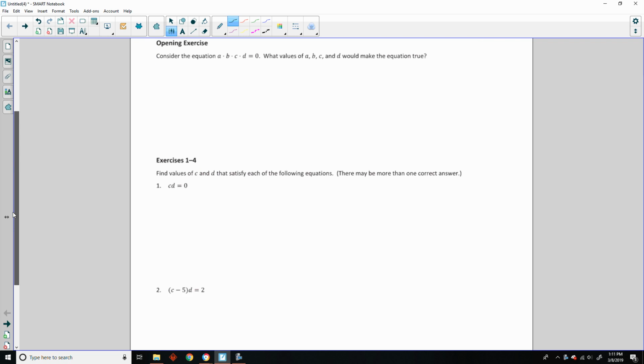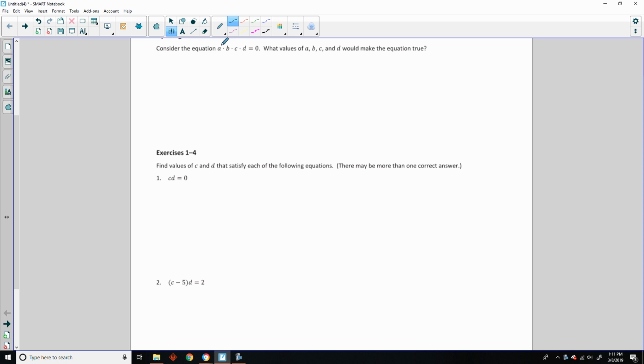Opening exercise. Consider the equation A times B times C times D equals 0. What values of A, B, C, and D would make the equation true? Okay, well, there are infinite solutions. If I let A equal 0 and B, C, and D non-zero numbers, let B equal 2, C equal -7, and D equal 5.